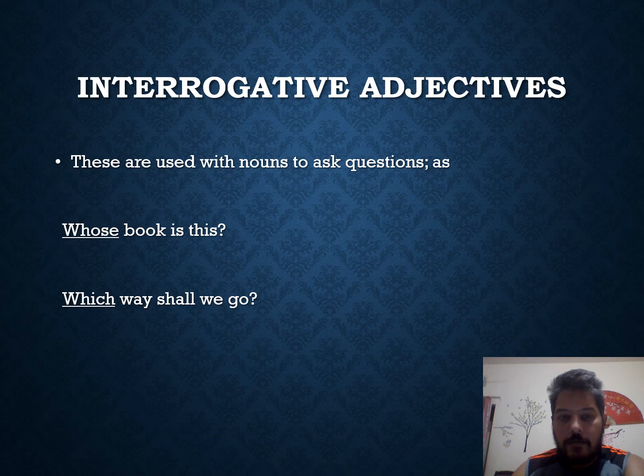Interrogative adjectives. These are used with nouns to ask questions. Whose book is this? Which way shall we go? Here the adjectives whose and which are the words that are asking the question. Hence, they are called interrogative adjectives.